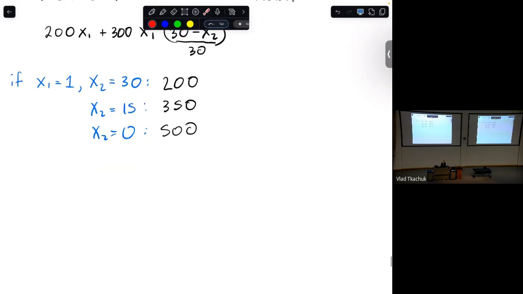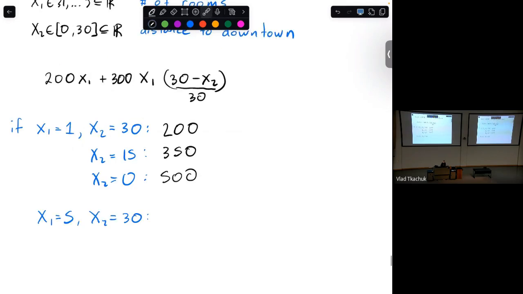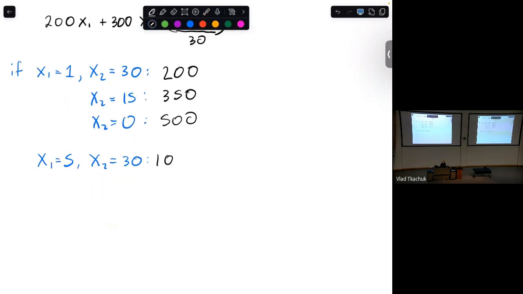Okay. Now we can do something more extreme. Maybe you have a 5-bedroom house. And if you have a 5-bedroom house and you're on the outskirts, then once again, 30 plugged in here becomes 0. So you get no increase for being close to downtown because you're as far as you can get. And you just get the price increase due to having 5 rooms, which ends up being $1 million. So that's maybe reasonable.